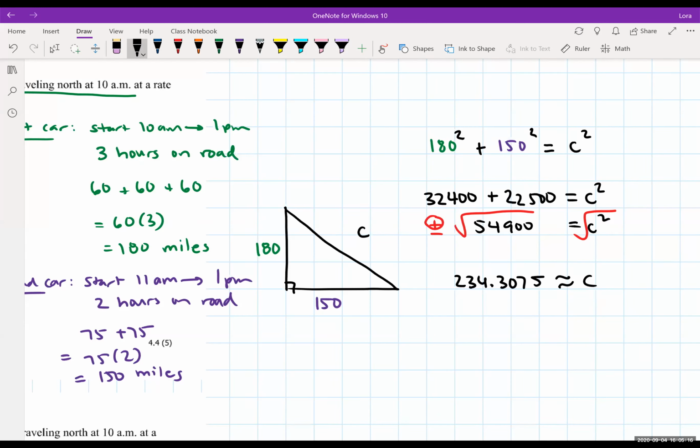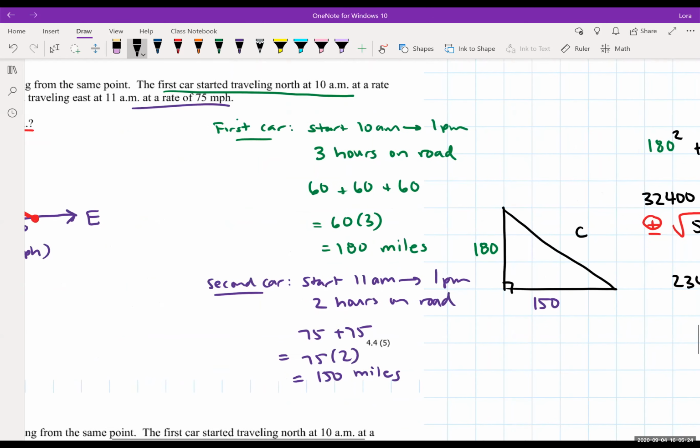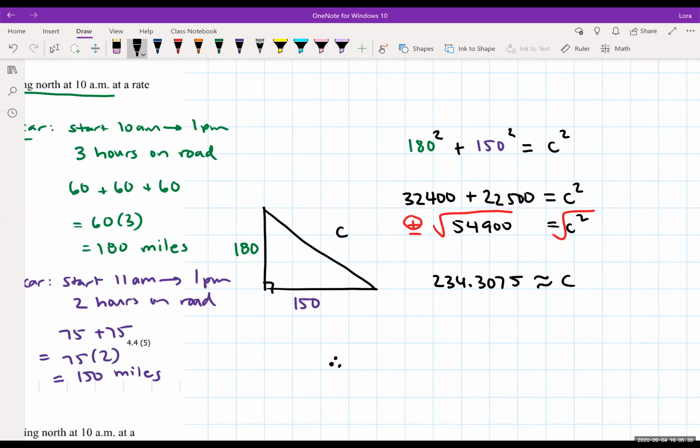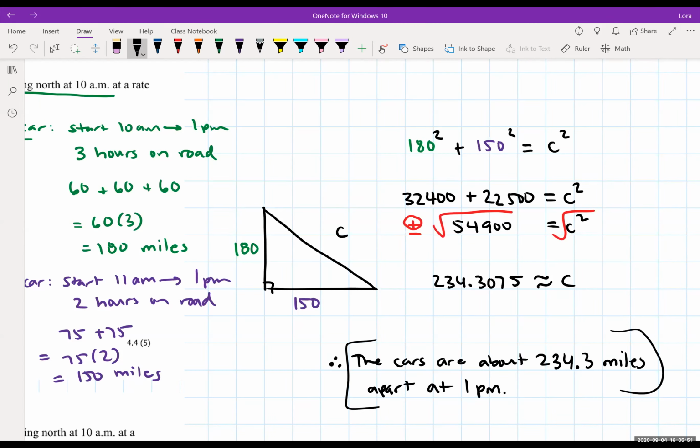But if we were looking at this, we're trying to say, what are we trying to answer? We state, what is the answer to our word problem? How far apart are the cars at 1 p.m.? I probably restate this in English. Therefore, the cars are about 234.3 miles apart at 1 p.m. And again, remember, if you can restate your conclusion to the mathematics in English, this is where you make the big bucks.